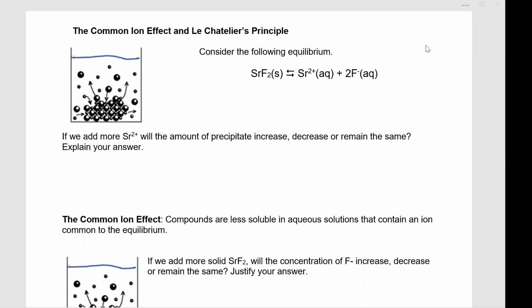So we're going to start off with just doing a bit of practice. If we add more Sr2+, will the amount of precipitate increase, decrease, or remain the same? Explain your answer. So I'm going to pause and you are going to answer the question.